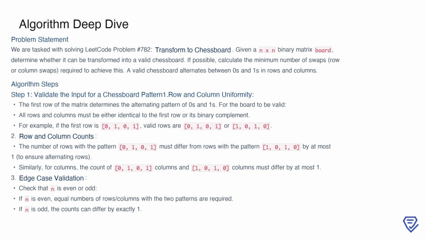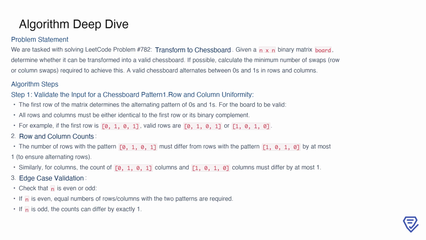First, we check row and column uniformity. The initial row of the matrix defines the alternating pattern, so all other rows and columns must either match this pattern or be its binary complement. For example, if the first row is 0, 1, 0, 1, valid rows would include 0, 1, 0, 1, or 1, 0, 1, 0. Next, we ensure that the counts of rows and columns with these patterns differ by at most 1, which is necessary for alternating arrangements.